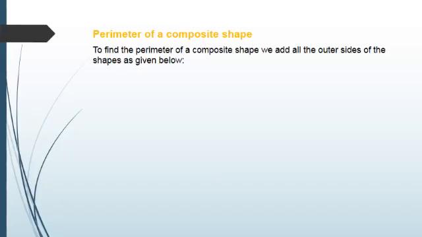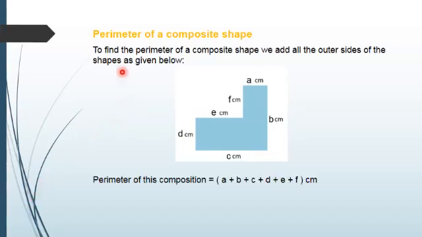Now coming to the perimeter of a composite shape. By the definition of perimeter, we know that it is the outside boundary of a shape. So, to find the perimeter of a composite shape, we add all the outer sides of this shape. For example, this is a composite shape and for this composite shape with the sides A, B, C, D, E and F centimeters, its perimeter will be equal to A plus B plus C plus D plus E plus F centimeters.